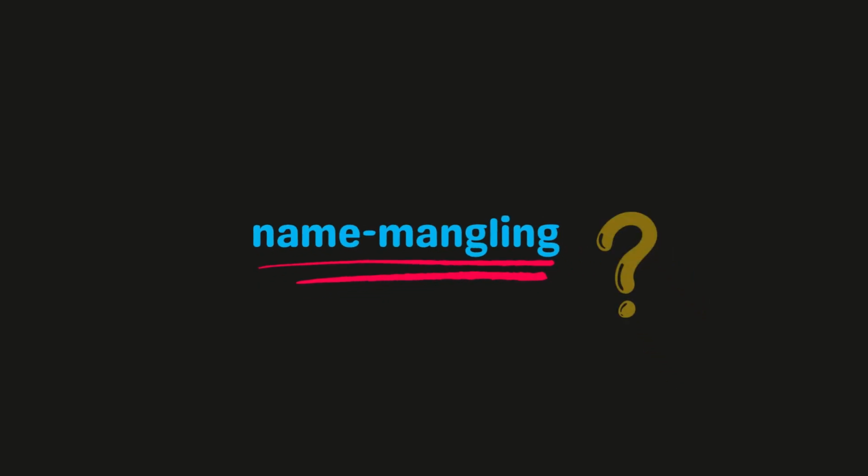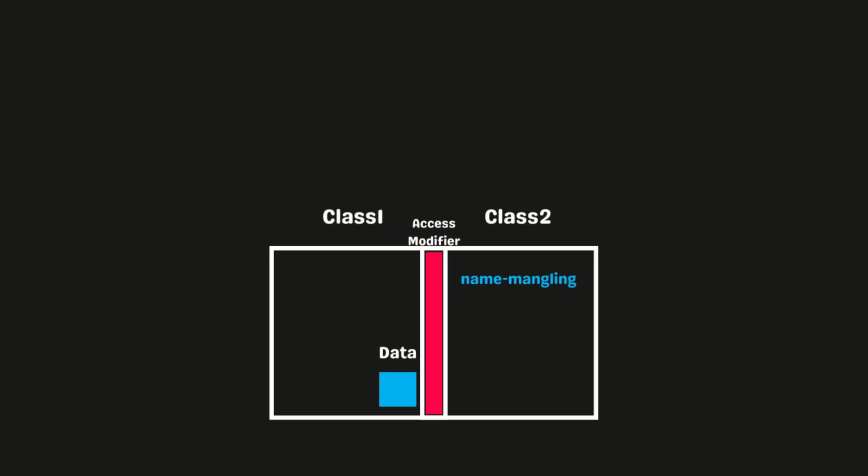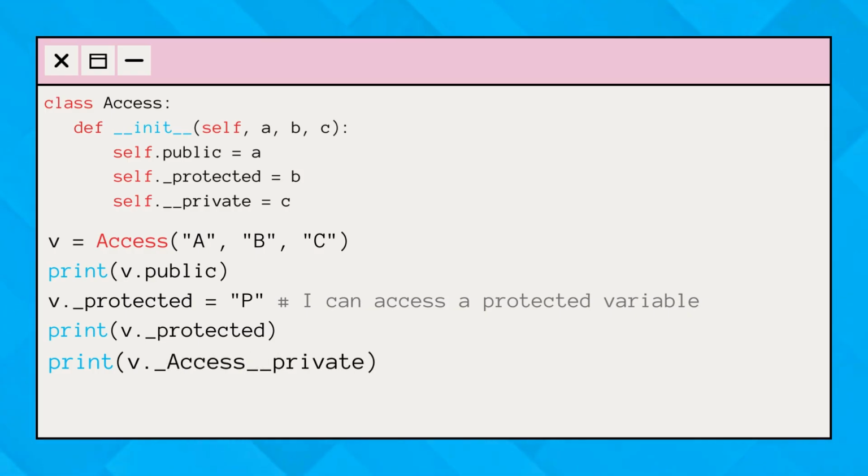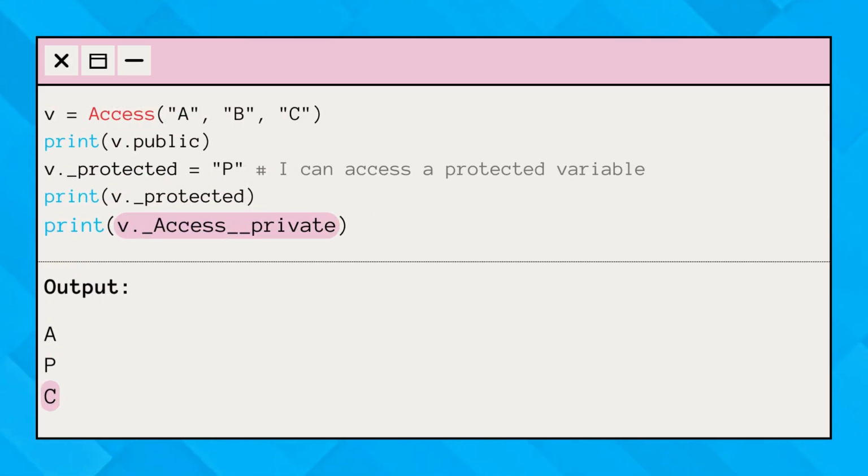Here enters the new term, name mangling. What is this now? It's a technique to access private attributes directly outside the class using this format. Applying this format in our code will give us access to the value of the private attribute, __private.